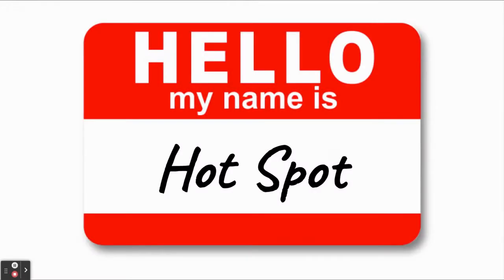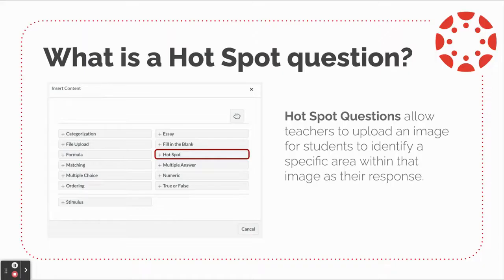Hi everyone, today I'm excited to share with you one of the specific question types within Canvas New Quizzes called the hotspot question. A hotspot question is a way for teachers to upload a specific image, and then students are going to be able to click and select an area within that image to demonstrate what they know or to answer the question that you prompt them with that goes along with that particular image file.